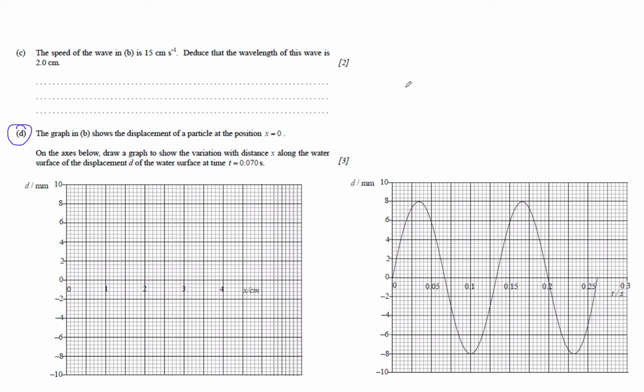But remember, we know some things about this wave. This is going to be how the wave looks on the water. We know its wavelength is 2 centimeters, so it's going to repeat a cycle in 2 centimeters. We have to decide whether it's sine or cosine, and we just have to figure out where it starts and what it's doing. Then we ought to be able to draw it.